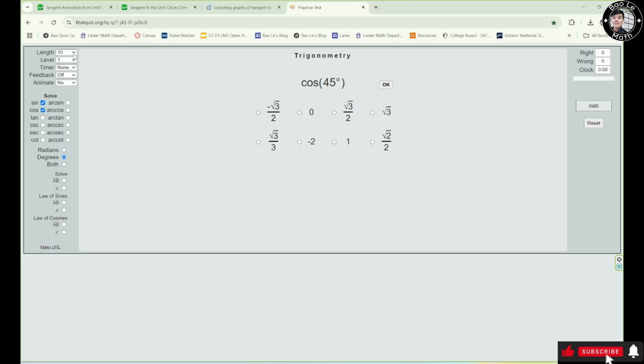Now you can adjust the left column right here based on your preference. The length is how many questions you want. So you just hit 5, or 10, 20, something like that. You have level 1, 2, 3, 4. Timer, yes or no. Feedback, you need to put on. Now, if you want to practice with sine, you leave sine, in degree or radian or both. If you want to practice tangent only, you just use tangent, right?